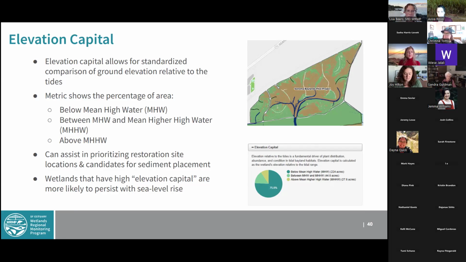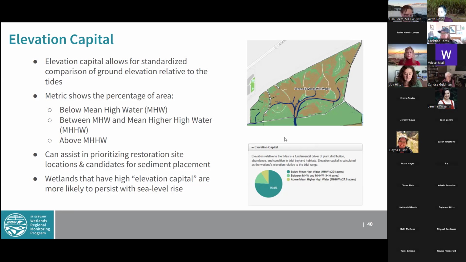So within this metric, there are three key things that are highlighted. So the percentage of area that's below mean high water, the percentage of area that's between mean high water and mean higher high water, and that which is above mean higher high water. So it can assist in prioritizing restoration site locations and candidates for sediment placement. And wetlands that have high elevation capital are more likely to persist with sea level rise.